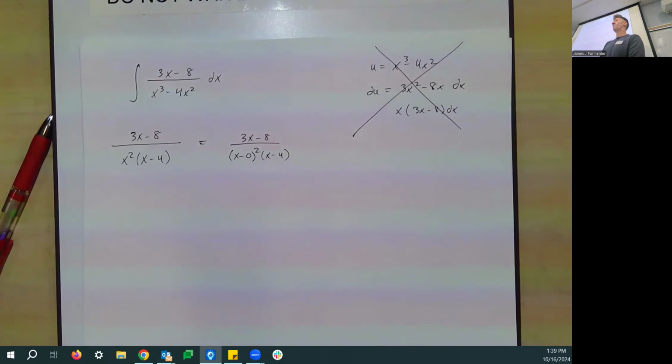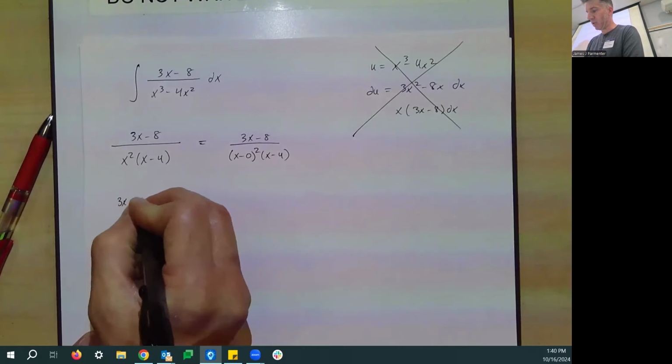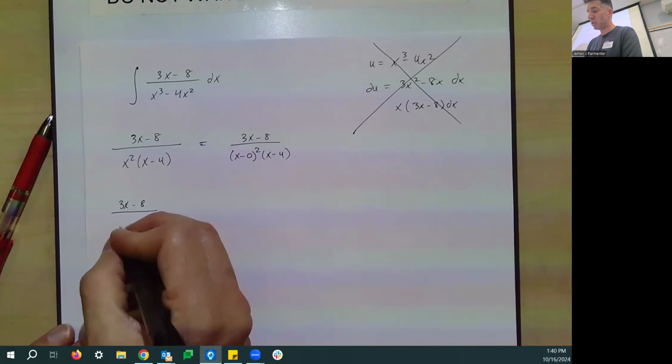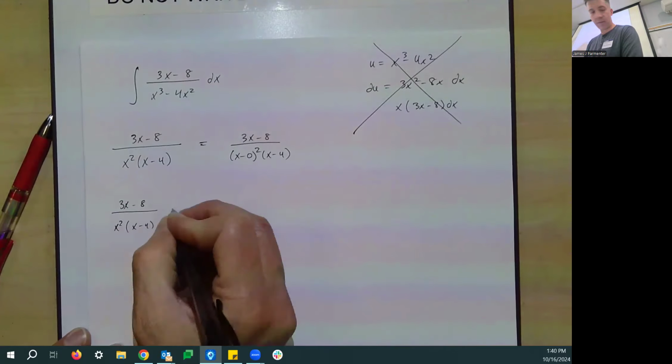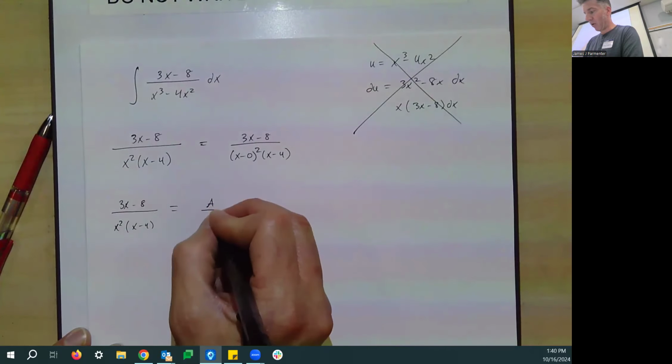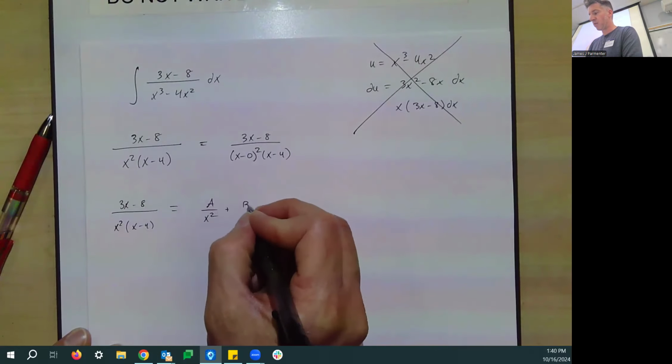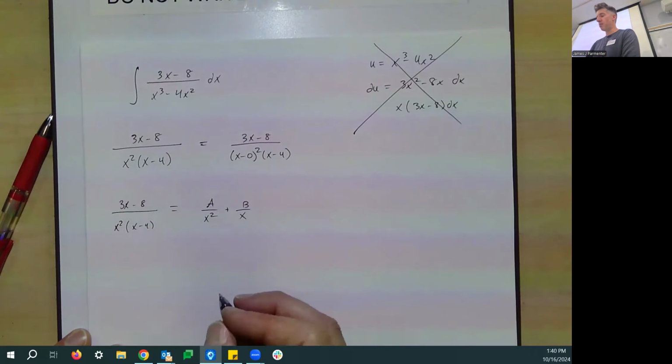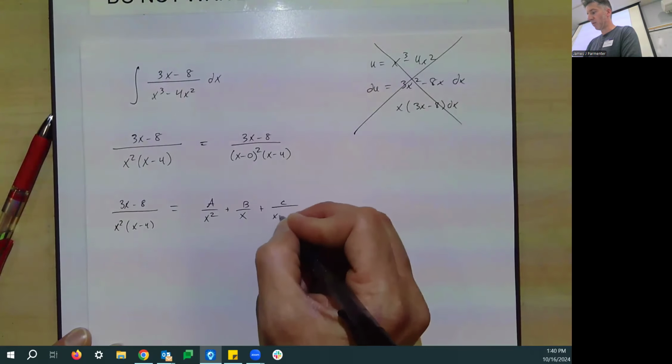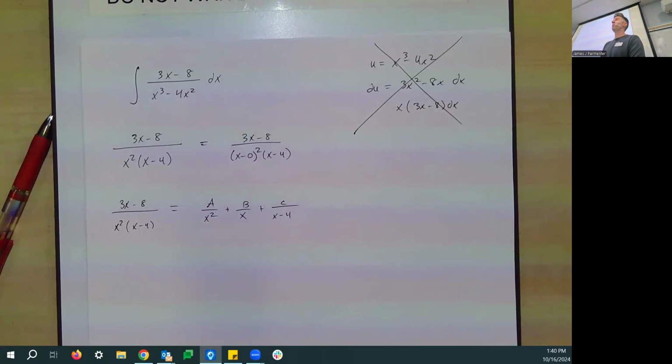And here's what happens when you have repeated, meaning to a higher power, linear factors. You get that highest power of that linear factor and every lesser power down to 1. So when I write out my partial fraction decomposition, I'm going to write it as A over x squared, the highest power of that repeated linear factor, and then B over x, every lesser power down to 1, and then C over x minus 4. And the reason I need all these lesser powers is because if I don't have them, I might miss something.